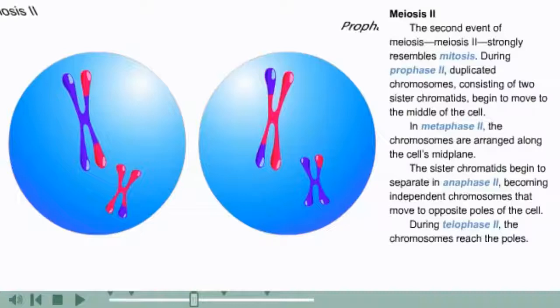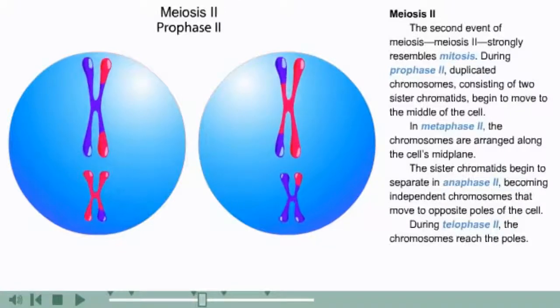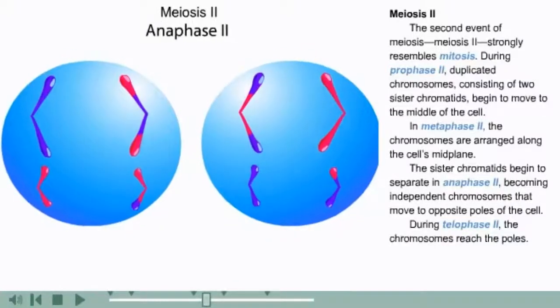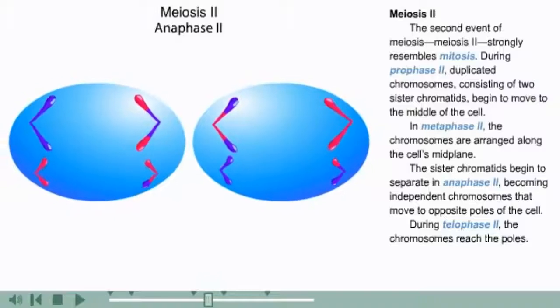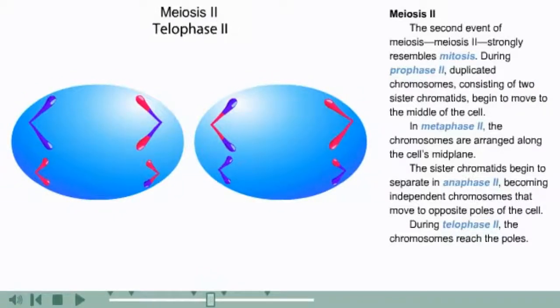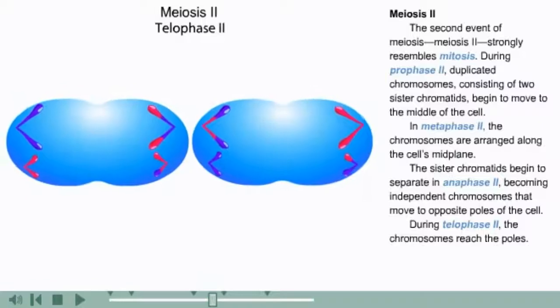The second event of meiosis, meiosis II, strongly resembles mitosis. During prophase II, duplicated chromosomes, consisting of 2 sister chromatids, begin to move to the middle of the cell. In metaphase II, the chromosomes are arranged along the cell's midplane. The sister chromatids begin to separate in anaphase II, becoming independent chromosomes that move to opposite poles of the cell. During telophase II, the chromosomes reach the poles.